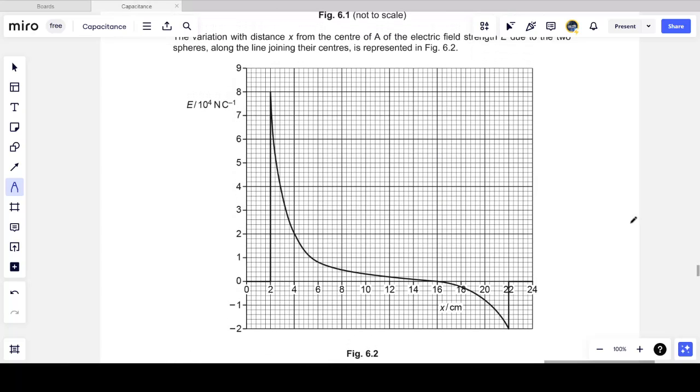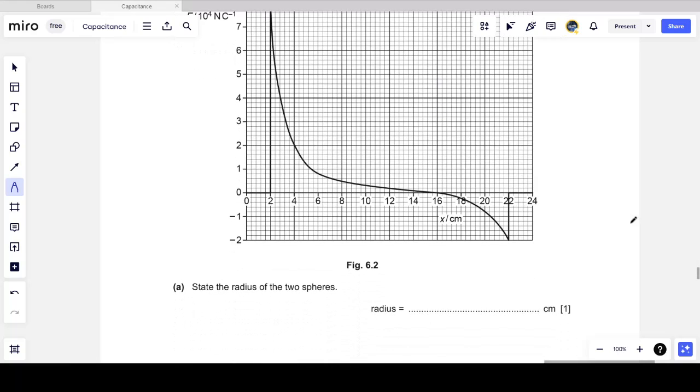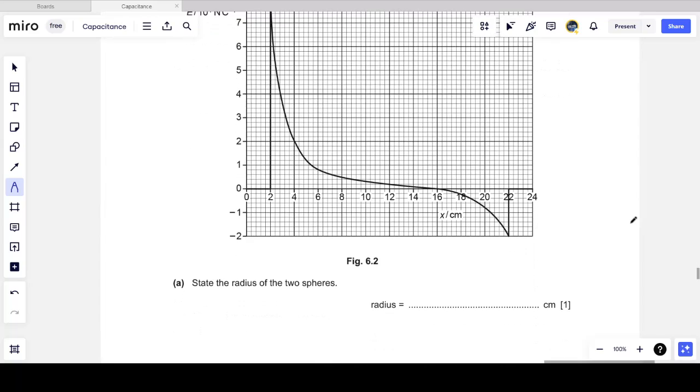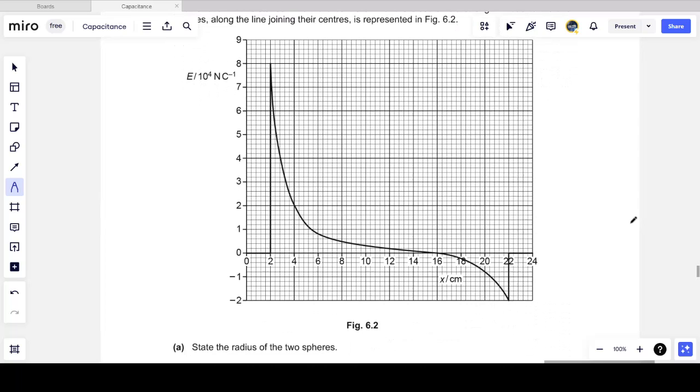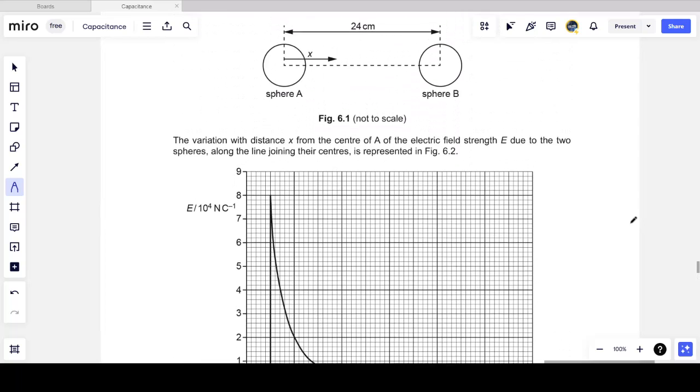Aha, so we're back to electric field strength versus distance, but now for two spheres rather than one. And we are asked to state the radius of the two spheres. So they expect me to look at this graph and just be able to read the radius off.